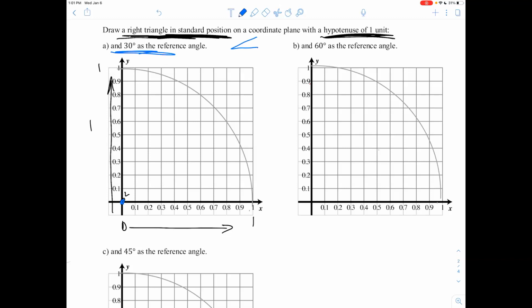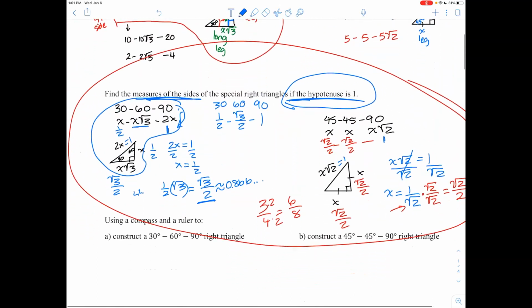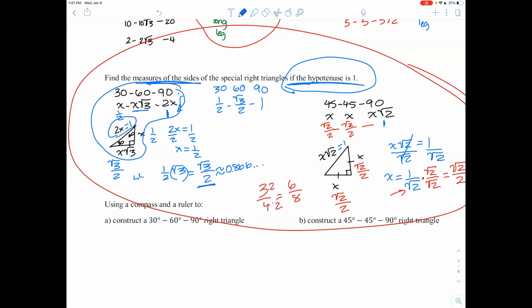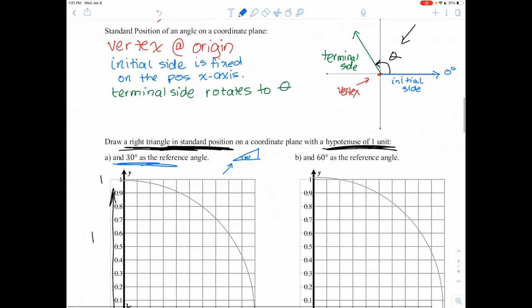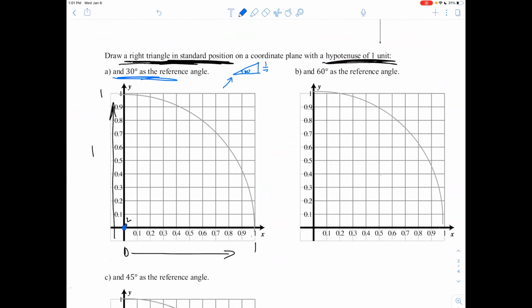With 30 degrees, it has to come off the origin, because remember in standard position, the vertex has to be at the origin. So we want 30 degrees right here. Remember on a 30, 60, 90, we did this before, right? If we have a hypotenuse of 1, then the vertical measure is 1/2 because there's 30 degrees right there, and the horizontal measure is that ugly square root of 3 over 2. So what we want is this vertical measure to be 1/2 and the hypotenuse to be 1.